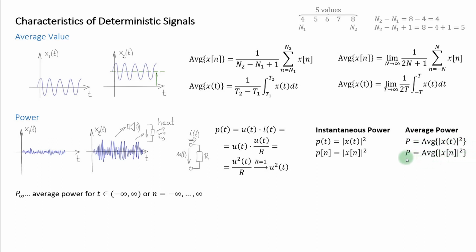For power in some finite interval, we will usually use this symbol P. And we will use this symbol P sub infinity to denote the average power of the entire signal. That is for the continuous time signal when time is in the interval from minus infinity to infinity, and for the discrete time signal where the n is going from minus infinity to plus infinity.